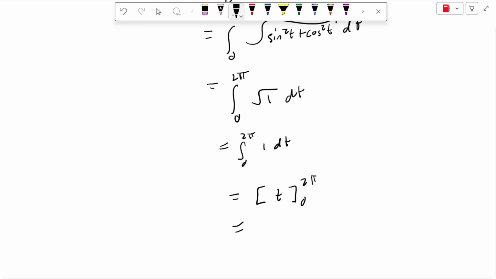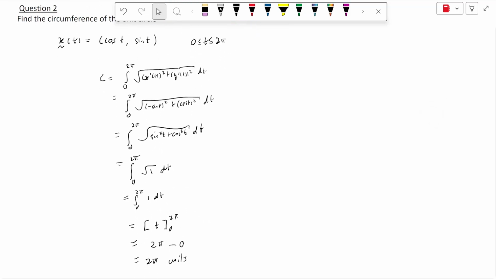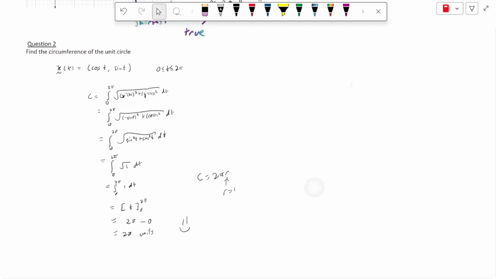Okay, so you're going to sub in 2 pi to the t value and then sub in 0, so you get 2 pi units. And that is the circumference of the unit circle, because the normal circumference formula is 2 pi r, and the unit circle has r equals 1. So we're very happy about doing that. And that is the end of Year 12 spec.